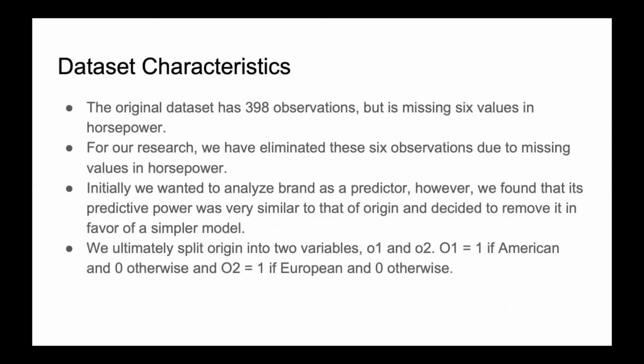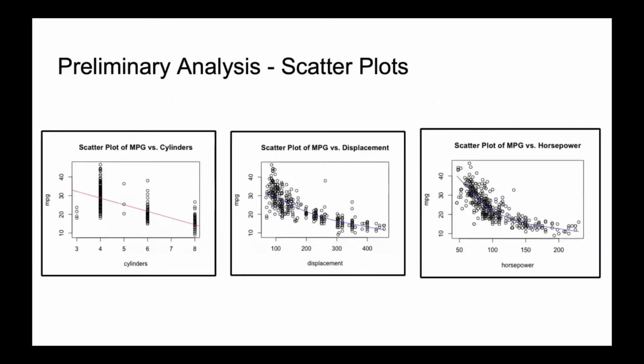We initially wanted to analyze brand as a predictor. However, we found that the predictive power was very similar to origin, so we decided to remove it for a simpler model. And then we ultimately ended up splitting origin into 2 variables, O1 and O2. O1 is equal to 1 if it was an American produced car, and 0 otherwise. And O2 is 1 if it's European, and 0 otherwise. So now Evan will talk about our preliminary analysis.